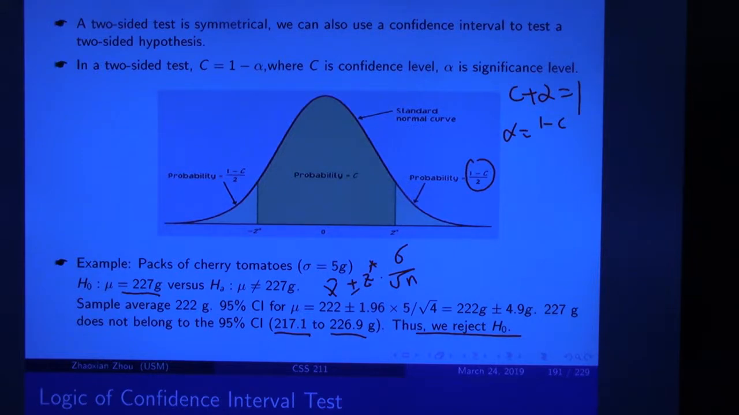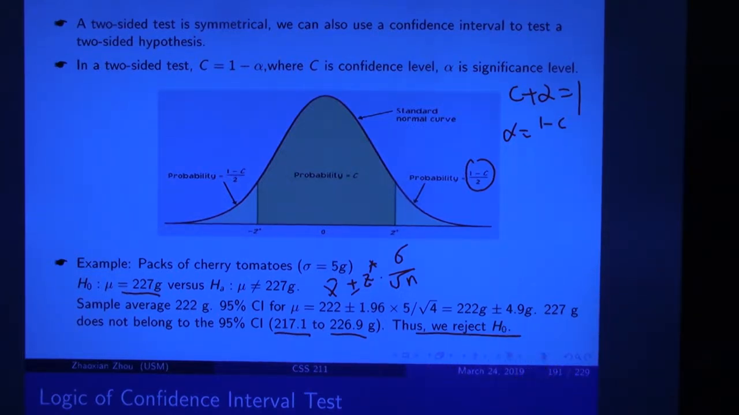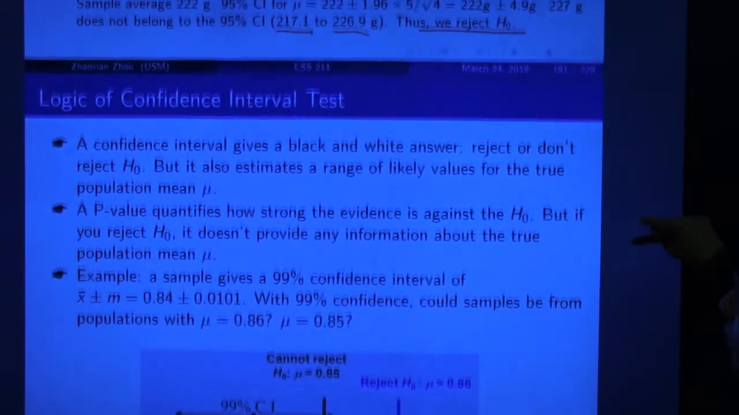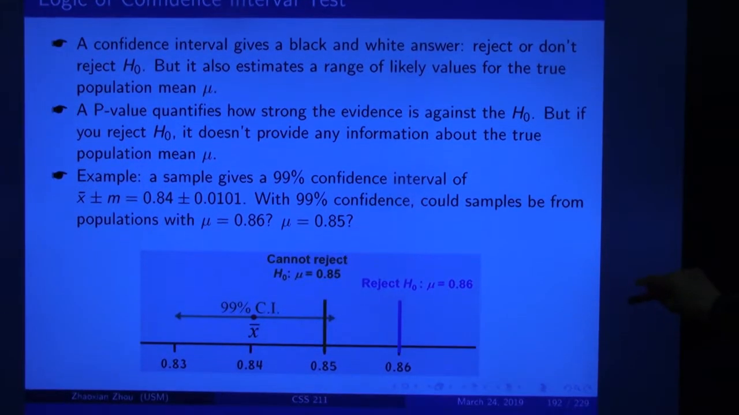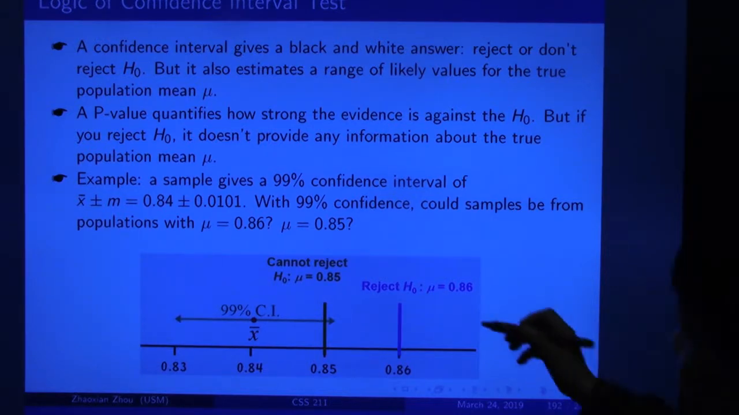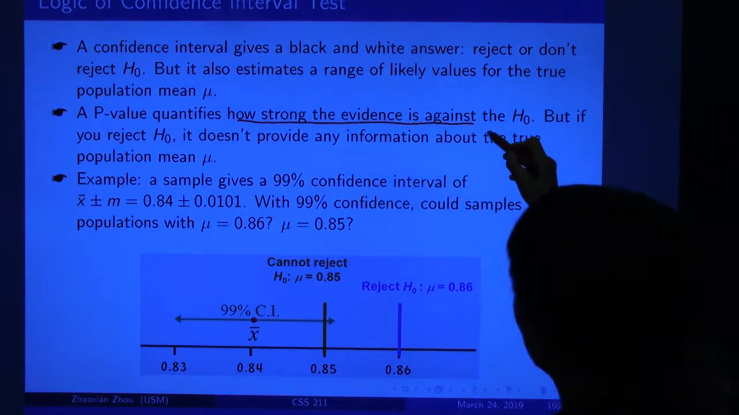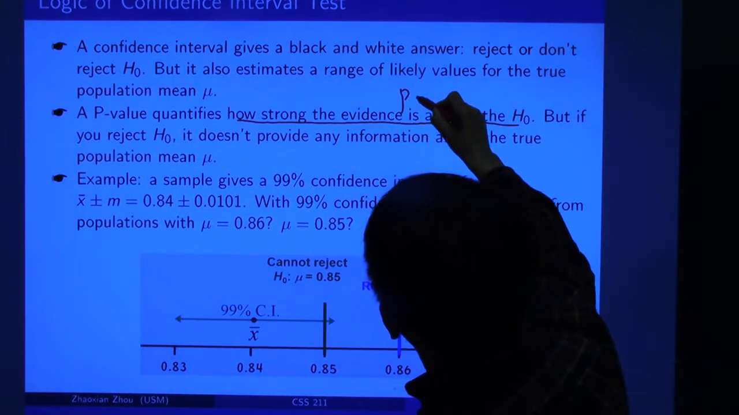And for significance testing, we don't know this information. We only say we reject or we fail to reject. For the confidence interval, we have this extra information here. A p-value quantifies how strong the evidence is against the H0. How strong the evidence is against this H0 is based on the p-value.